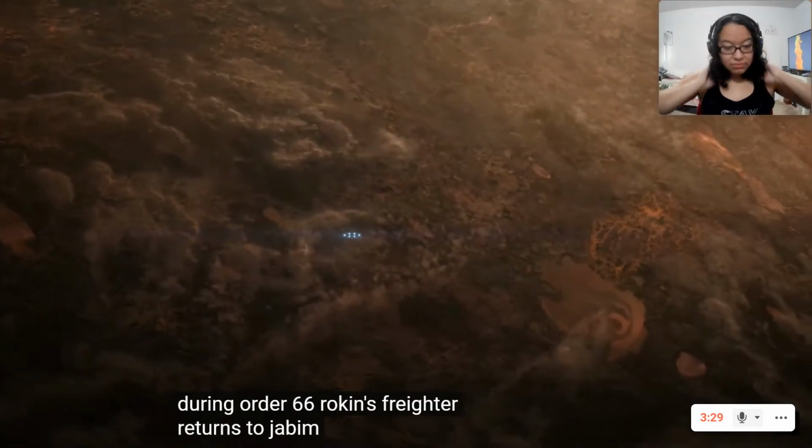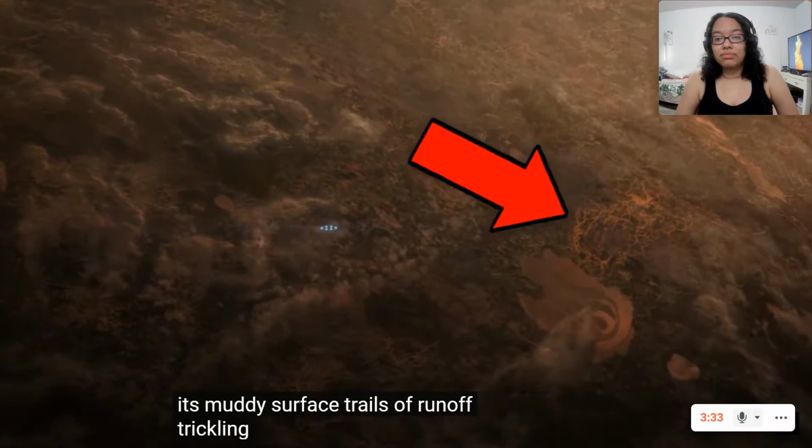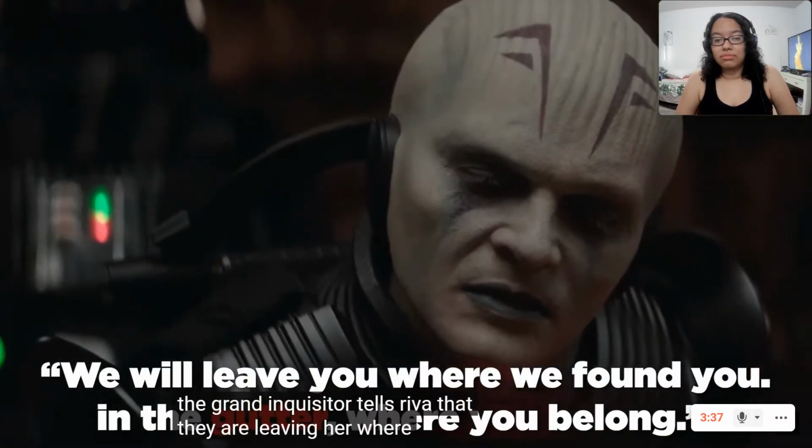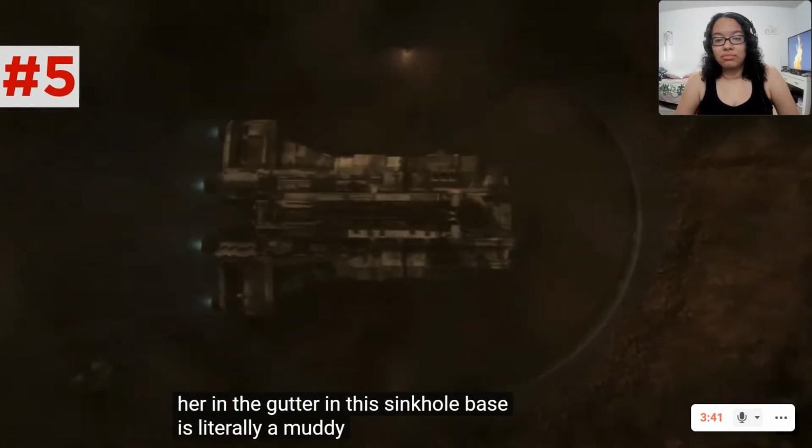Rogan's freighter returns to Jabim, and now we see more of its muddy surface, trails of runoff trickling down into sediment pools. Later, the Grand Inquisitor tells Reva that they are leaving her where they found her, in the gutter, and this sinkhole base is literally a muddy runoff gutter.